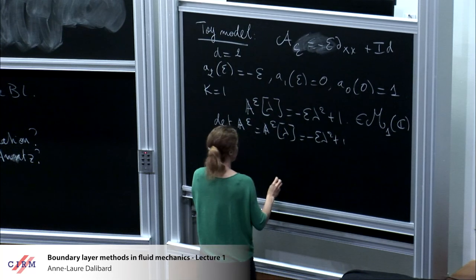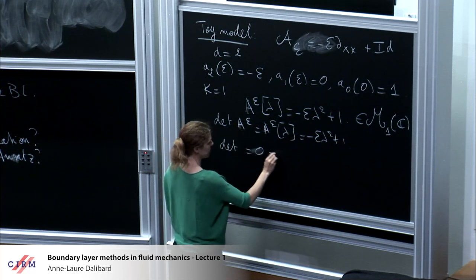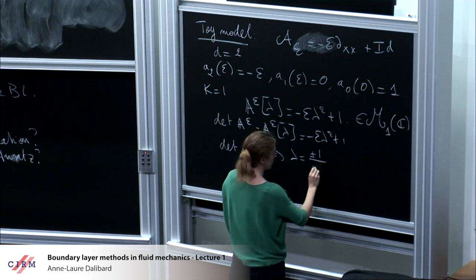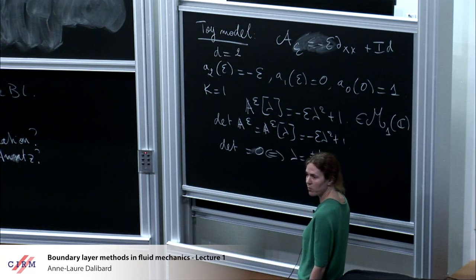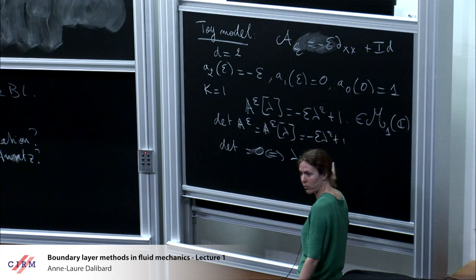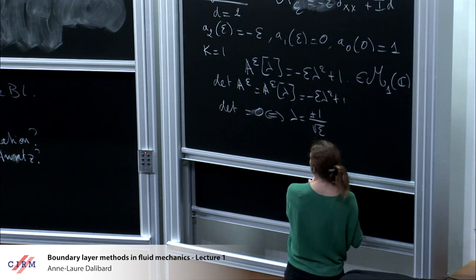Okay. And it's equal to 0 if and only if lambda is equal to plus or minus 1 over the square root of epsilon, but you discard the root with a negative real part, because it would lead to an exponential growth, and you want to avoid that one. So you only keep the one that has positive real part.